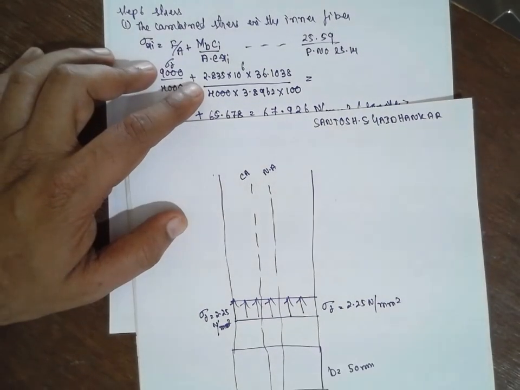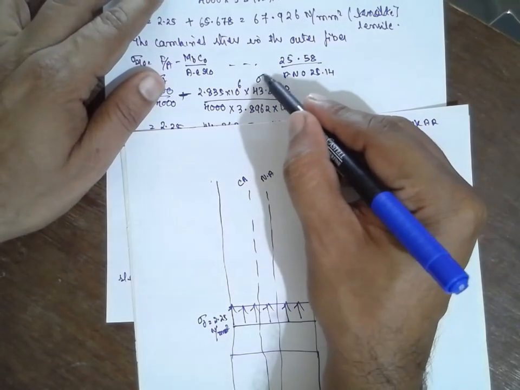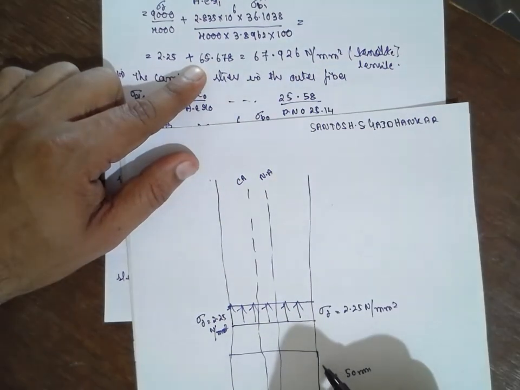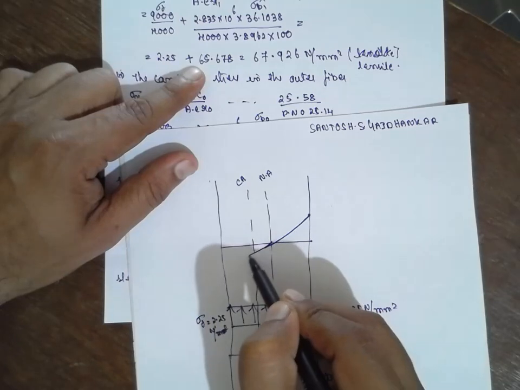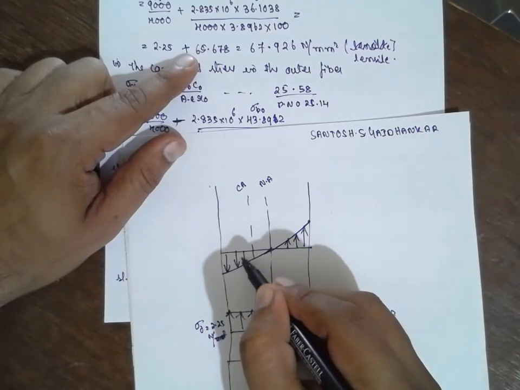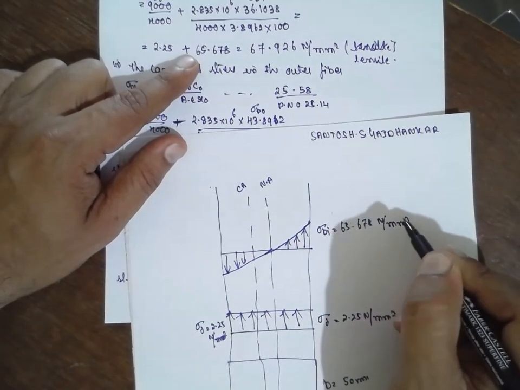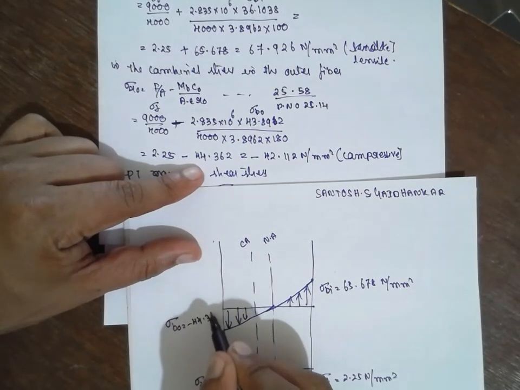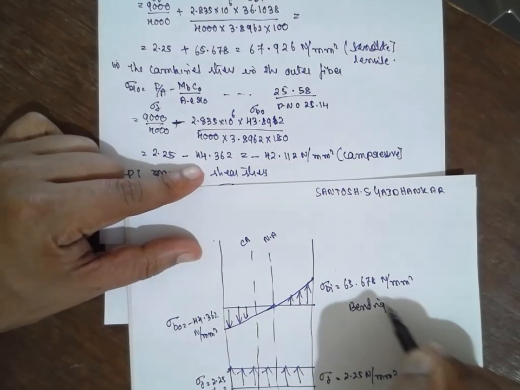Next, bending stresses. These are the bending stresses. We call this sigma b i, and this we refer to as sigma b naught. Now the bending stress value will be positive, tensile. This is the inner fiber, this is the outer fiber. Draw a curved line passing through the neutral axis. Sigma bi is 65.678 newton per mm square. Here sigma b naught will be minus 44.362 newton per mm square. This is the bending stress.